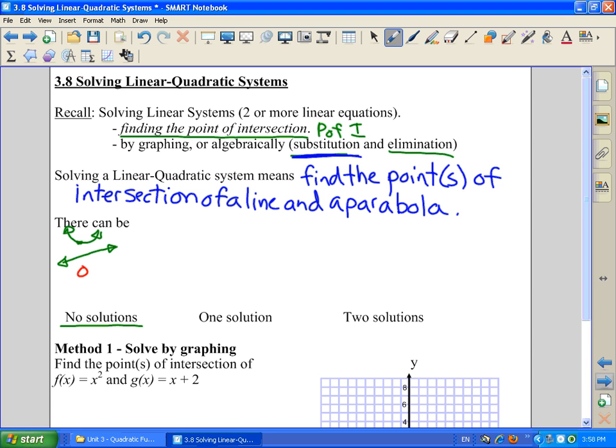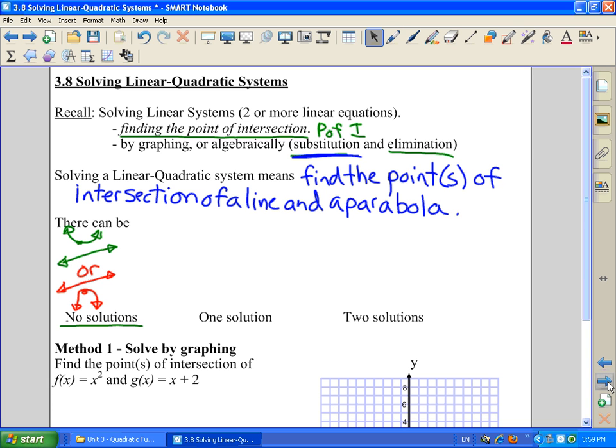Or you could have the other option where you have your line up early, and then you have your parabola down below as long as it opens down. Again, in both those cases, folks, there is no intersection or crossing of lines and curves.